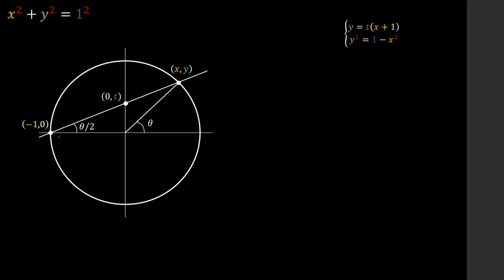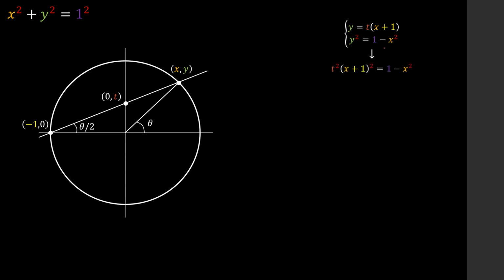So using the point-slope form of the line, we get y minus 0 equals t times x minus minus 1. And so in the end we get y equals t times x plus 1, right? That's the equation of our line. So what we're looking to do is characterize the intersection of these two.